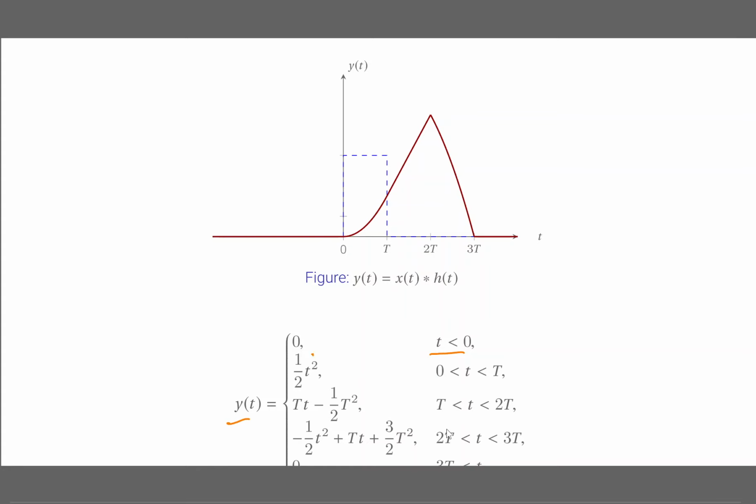When t is less than 0, it is 0. When t is greater than 3T also, it is 0. Otherwise you have these values. So I have plotted that in dark red.